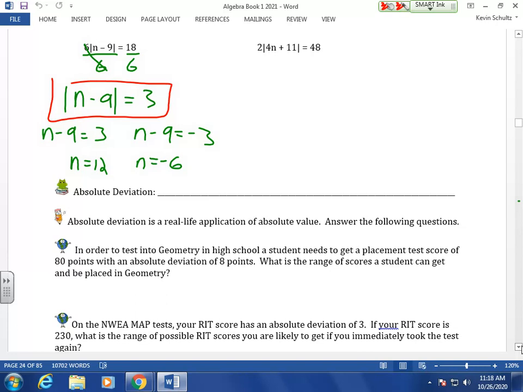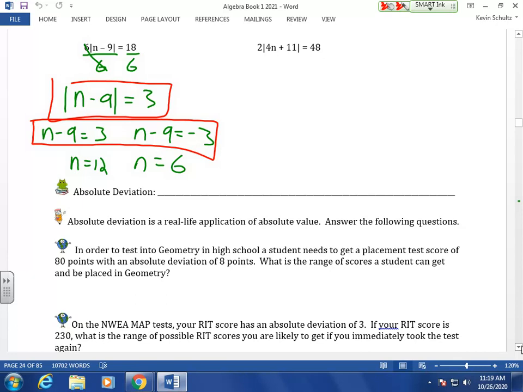And negative 6 minus, no, wait, what did I do wrong? Oh, positive 6. How long were you going to let me keep that up there? Oh, thank you. So 6 minus 9, that's negative 3. And the absolute value of negative 3 is also positive 3. Okay, but it's setting up those two equations. n minus 9 doesn't change, just that 3, negative 3. And that's how we get our two answers.